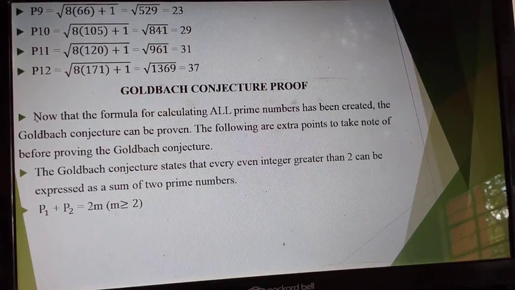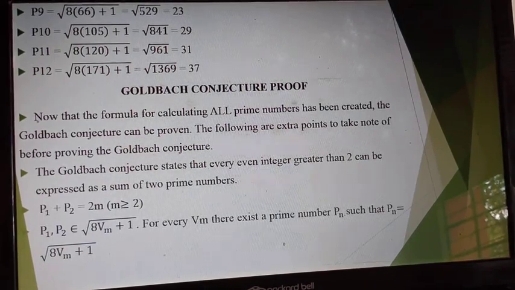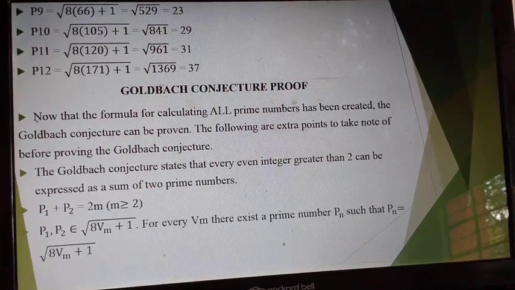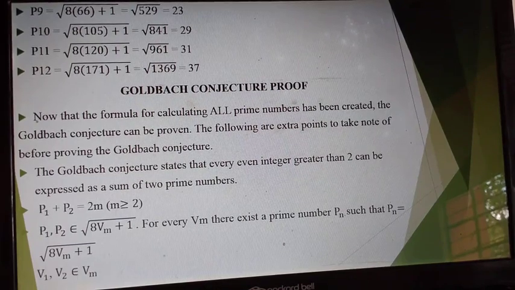Now let's assume the two prime numbers are P1 and P2. When we add them, we need to get an even number. In this case, an even number is 2m, where m is greater than or equal to 2. Now P1 and P2 are prime numbers which are members of the results obtained using my formula. For every special triangular number Vm, there exists a prime number Pn such that Pn is equal to the square root of 8Vm plus 1, where Vm and V2 are members of special triangular numbers.